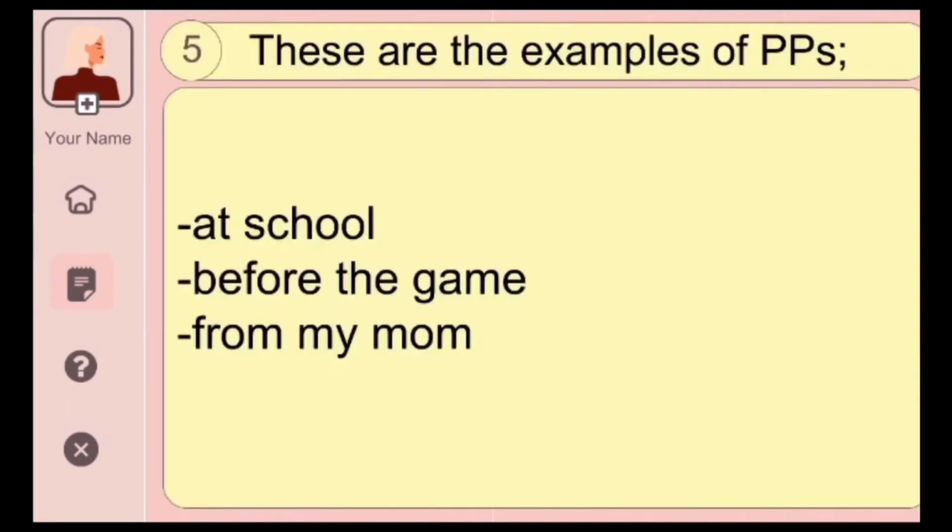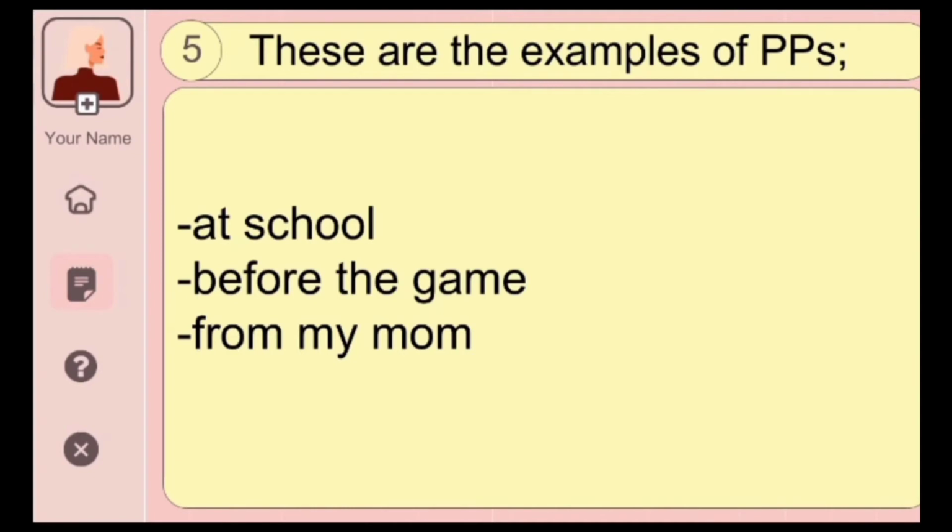For examples of a prepositional phrase, the first example is at school. The second example is before the game. And the third one is from my mom. So let us see. The prepositional phrase at school has two words only. Our preposition there is at. Our object is school. We don't need to use a modifier to modify the word school.